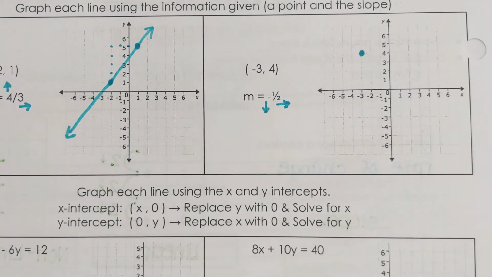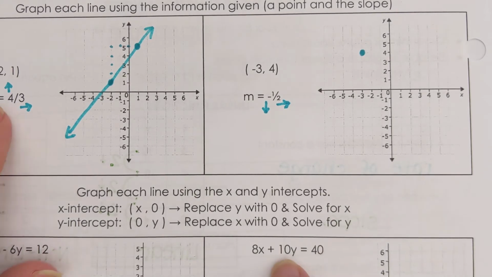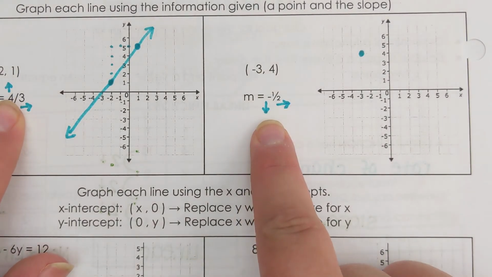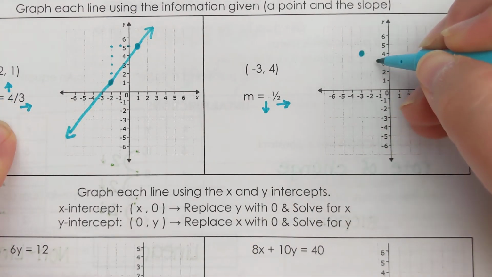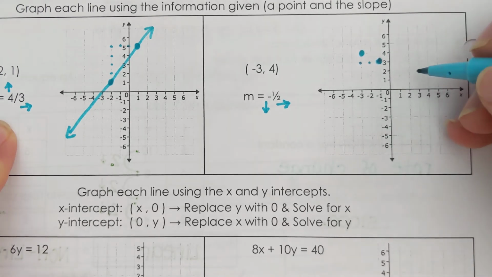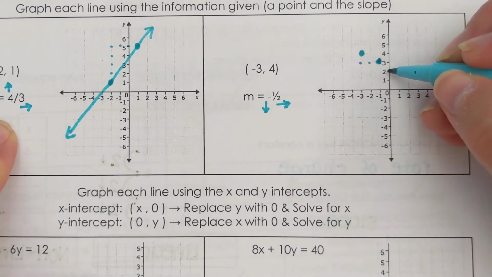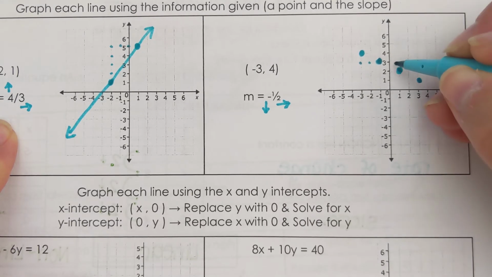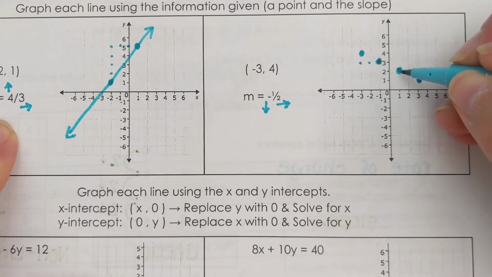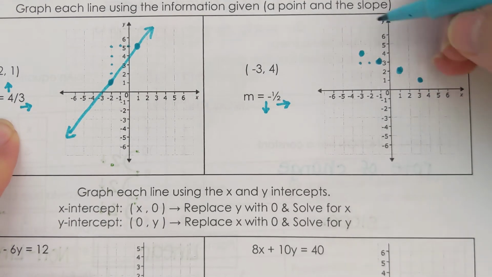Whenever I see a negative slope, I always go down and to the right instead of up and to the right. So I just switch from going up to going down. That's it. So I'm going to go down 1, right 2. And since that's kind of a small slope, I like to do it at least twice, so I have more points to draw my line through. So I'm just going down 1, right 2. Down 1, right 2.